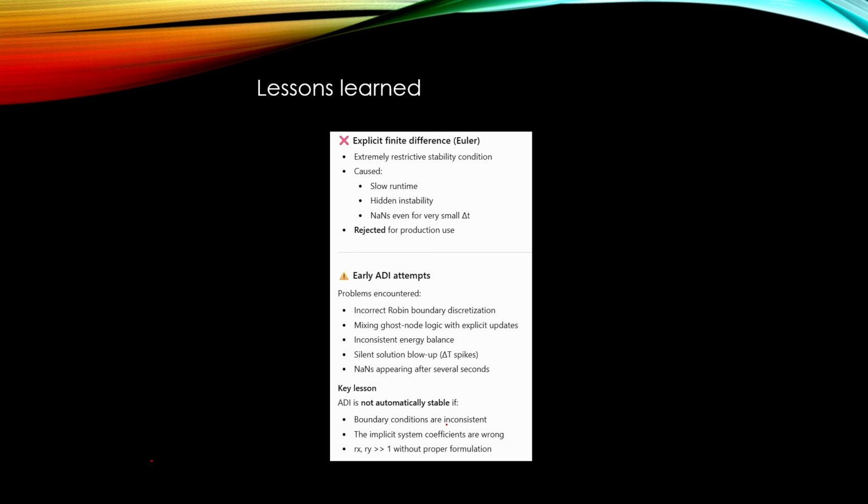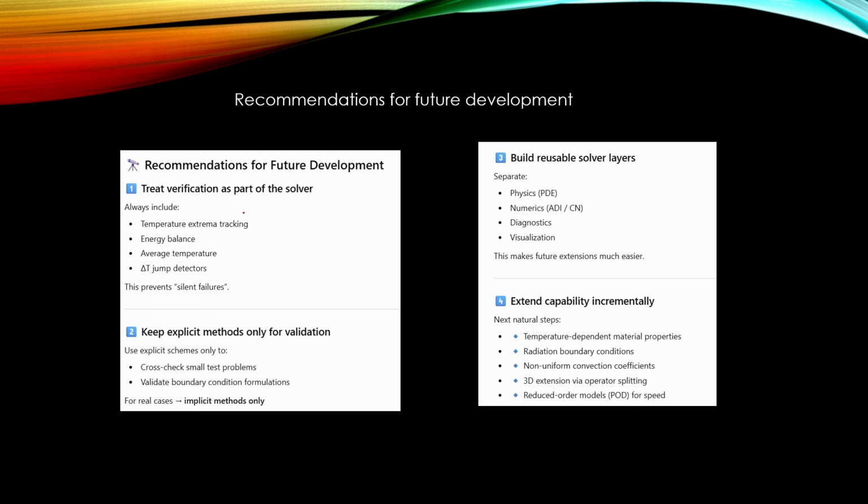There are some recommendations for further development of these codes. Always include an energy balance check and average temperatures, and look out for those delta T jumps. And if you add more boundary conditions, do everything step by step and check everything.